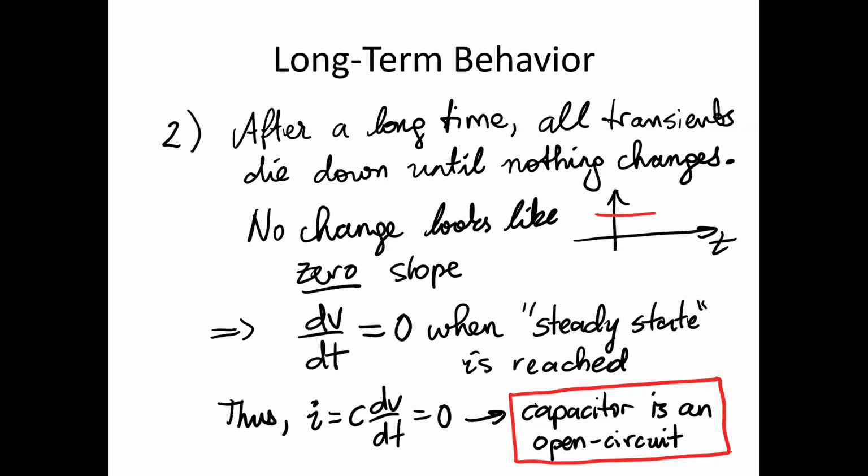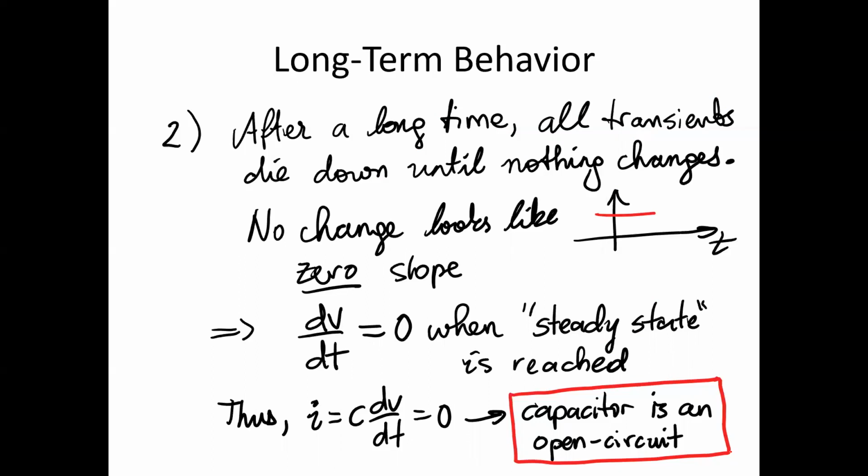So if we look at what happens to the capacitor when there are no more changes, no more dynamics, how can we analyze it? We can model that by considering that the derivative will equal 0. That's the mathematical way of stating that there's no change. This is known as the steady state condition of the system.